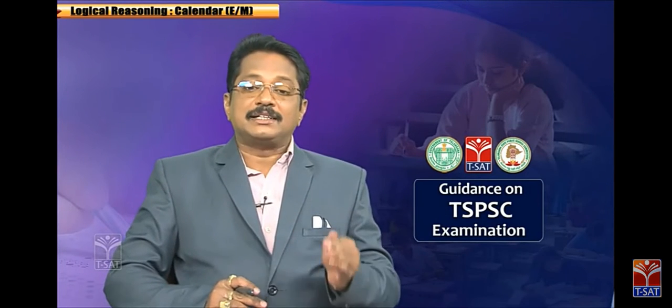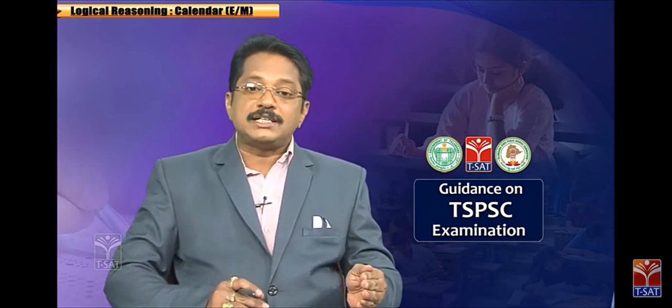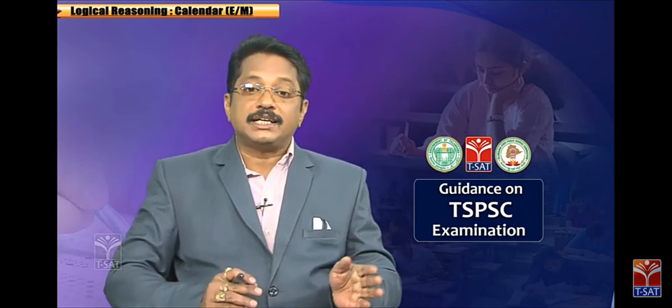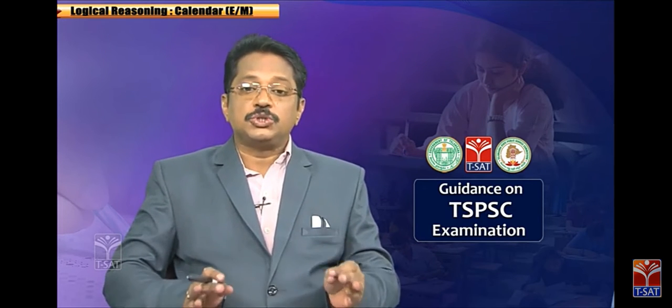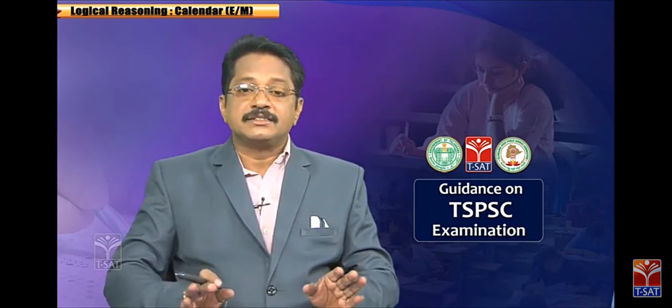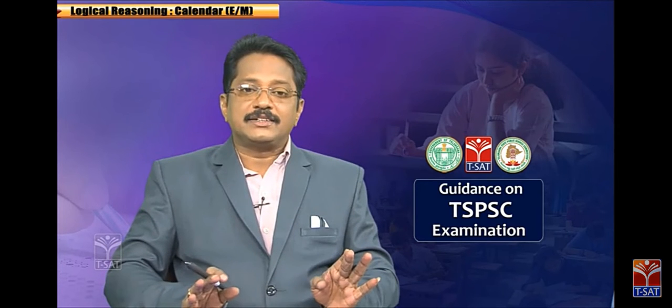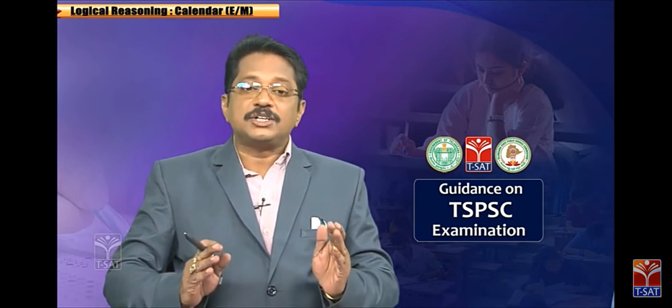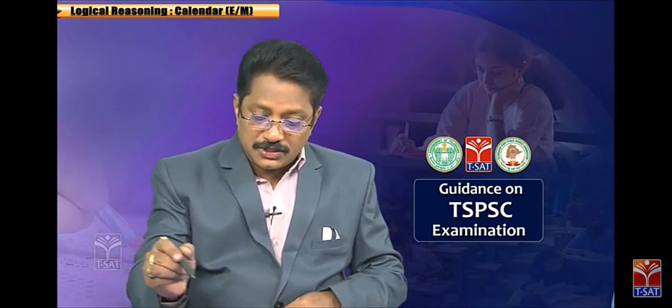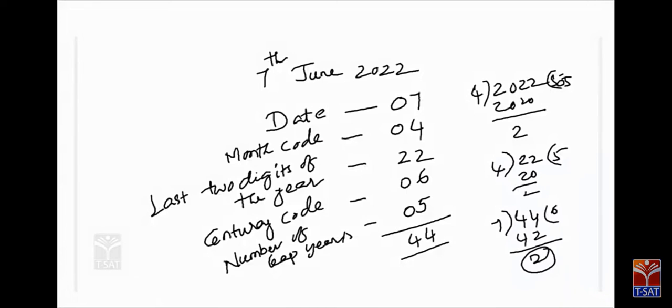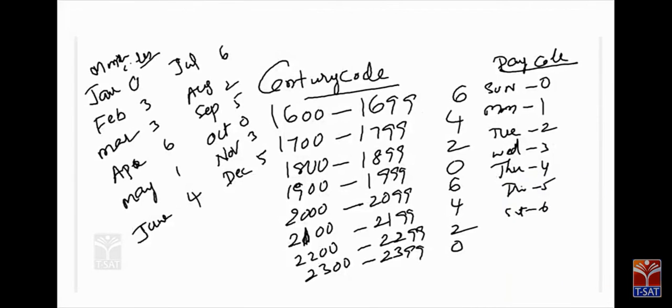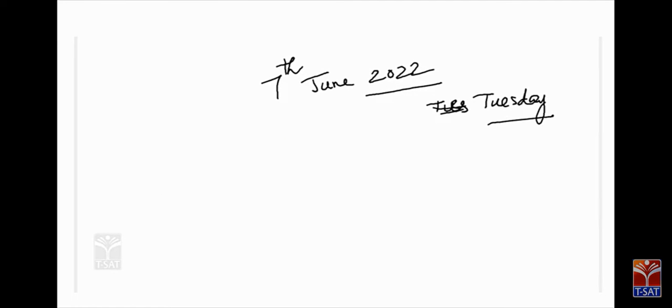When 0 is the remainder, it is a Sunday. 1 is the remainder, it is Monday. When 2 is the remainder, it is Tuesday. So, 7th June 2022 is Tuesday. Everyone agree with this one? Today is already Tuesday. Now, if you have any doubt, check what we have done previously. Show it. This one, the previous one. 7th June 2022 is Tuesday.